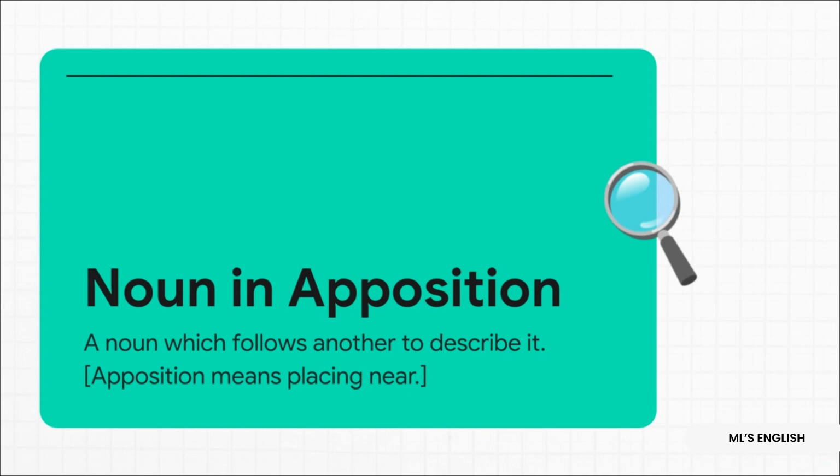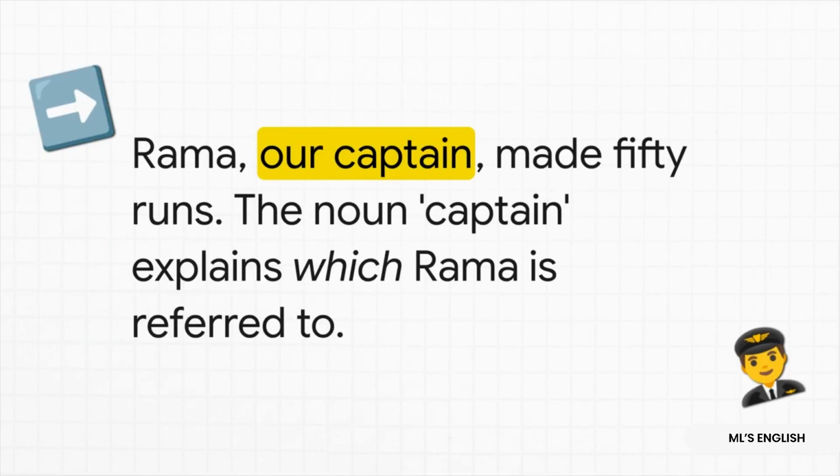You're just placing one noun or a noun phrase right next to another noun to describe it or explain it better. Let's look at this example here. Rama made 50 runs. Okay, that's a perfectly good sentence. But which Rama are we talking about? Maybe there are 2 Ramas on the team. So by adding our captain right after his name, we clarify exactly who we mean. That phrase, our captain, is an apposition to Rama. It's such a simple, clean way to slot in some really important information.